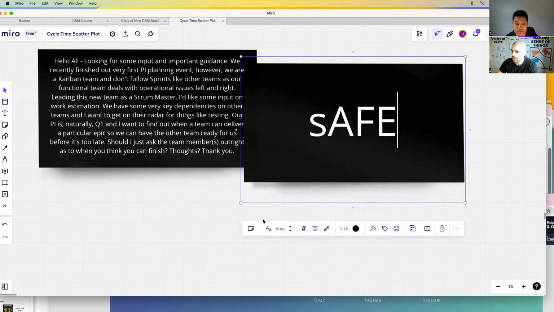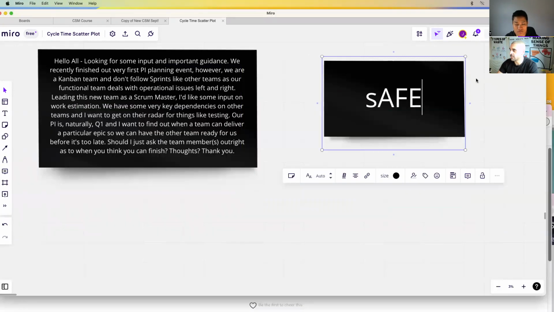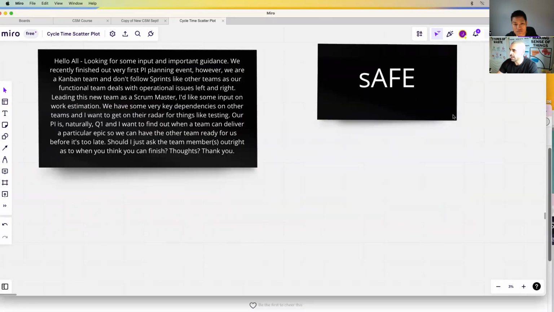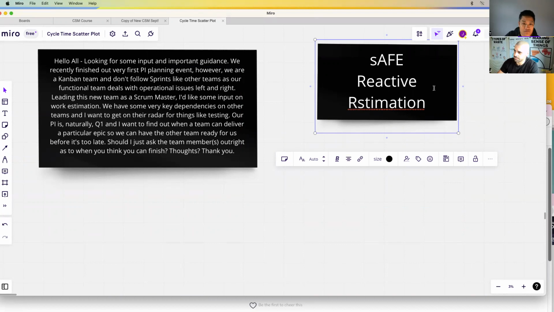We are a Kanban team and don't follow sprints like other teams, as our functional teams deal with operational issues left, right, and center. Okay, got it. So there's quite a reactive nature to the work. Leading this new team as a Scrum Master, I'd like some input on work estimation. Okay, so there's a focus on estimation. We have some very key dependencies on teams, I want to get on their radar for things like testing.